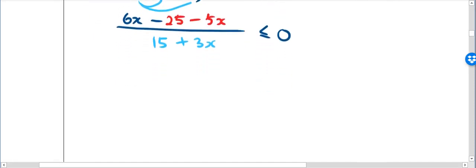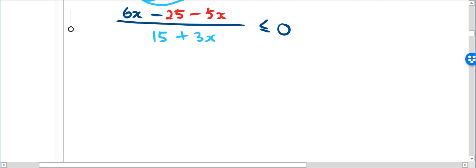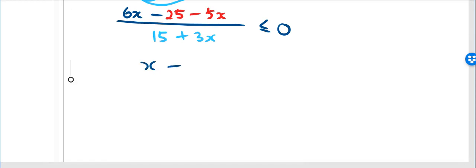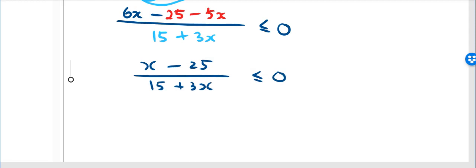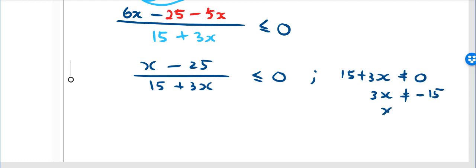So simplify it. So 6x minus 25 minus 5x. So 6x minus 5x, you have x, negative 25. Then you have 15 plus 3x. So anything else that you can do? No, because your answer here is already in the form of what? Positive, yes. What else you need to define? Yes, you need to define your denominator cannot be 0. So your denominator cannot be 0 means that your x cannot be negative 5.